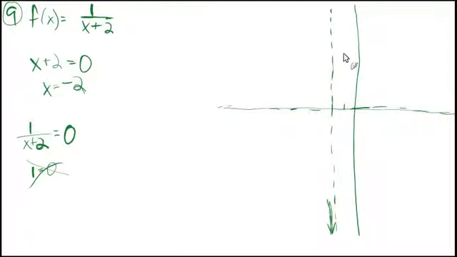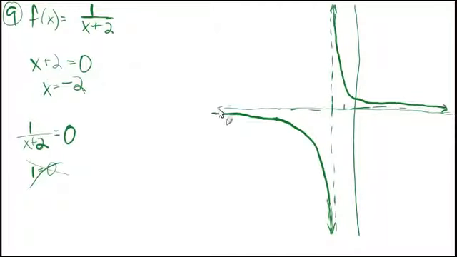Now, just on the other side, you're going to find numbers like negative 1.99999. So negative 1.99999 plus 2 is going to be something like 0.000001. So 1 divided by 0.000001 is going to be some really big positive number. So we're going to have the function going off to positive infinity. And since there are no x-intercepts, we know that this graph is going to have to do something like this. Okay, simple example.